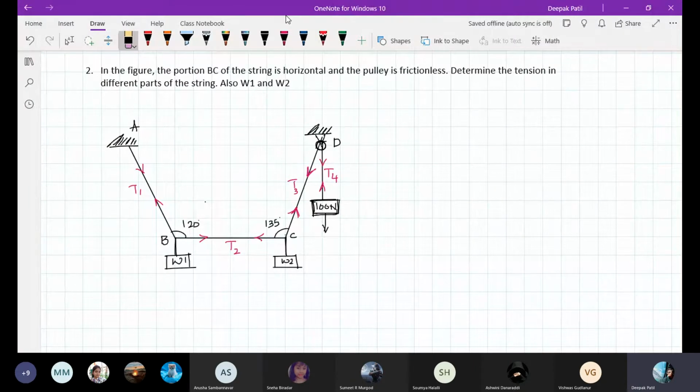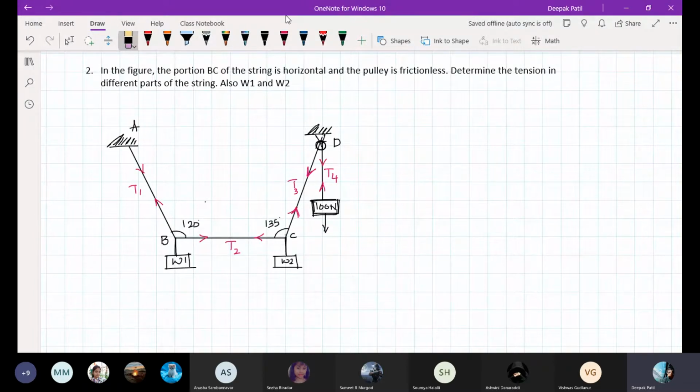Since the pulley is frictionless, whatever tension is there in this string, the same tension will be there in this string also, that is the CD string. Whatever tension is there in this string, if I call it T4, the same tension will be there in this string also. Why? Because the pulley is frictionless.